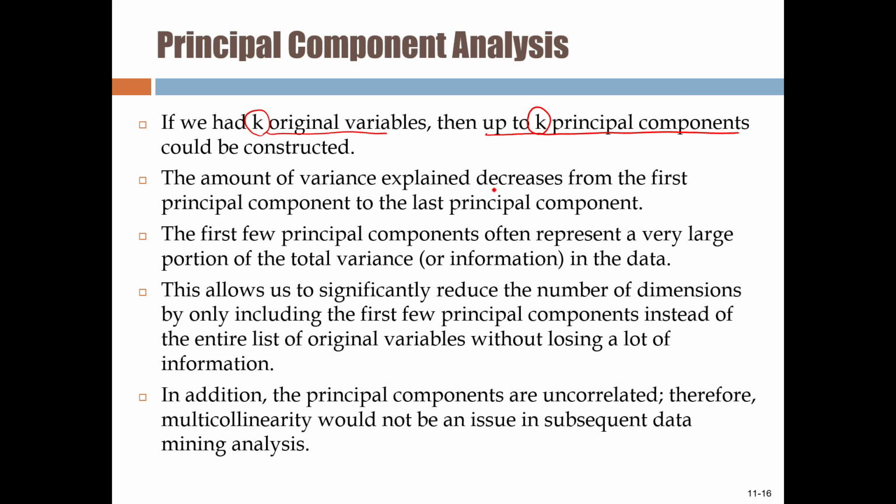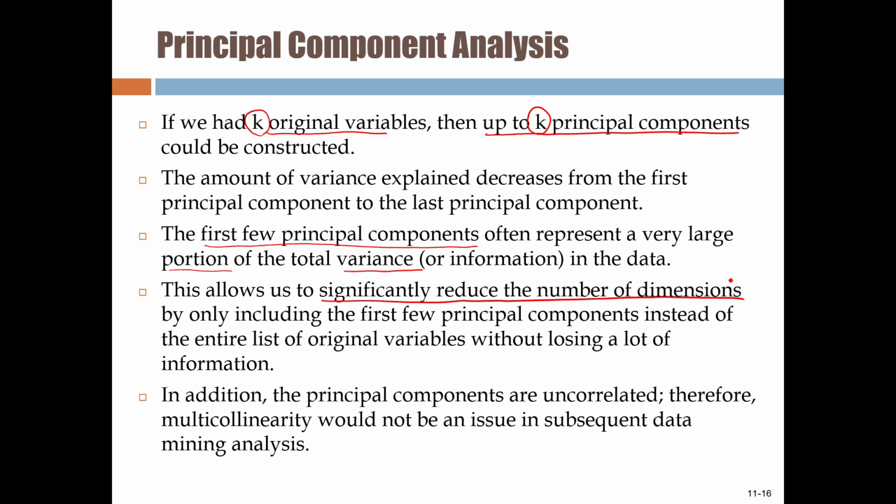The amount of variance explained decreases as you go to the later principal components. So the order is important. The first one has the highest variance, and then it gets smaller and smaller as the number goes up. That's why the first few principal components often represent a very large portion of the total variance. So we can just use the first few and capture most of the information. This allows us to significantly reduce the number of dimensions.